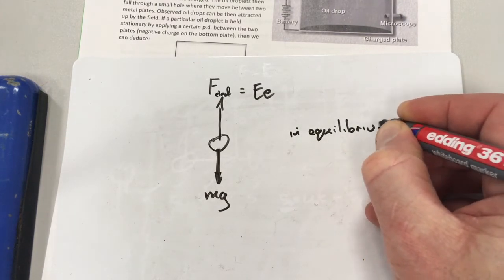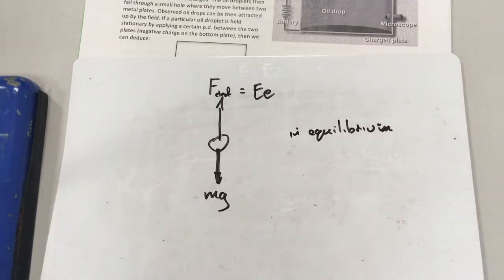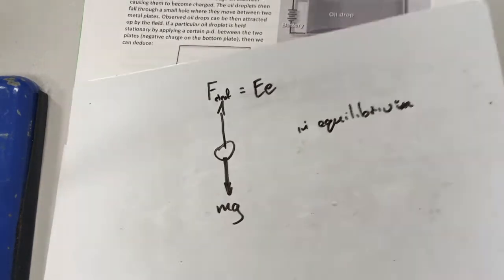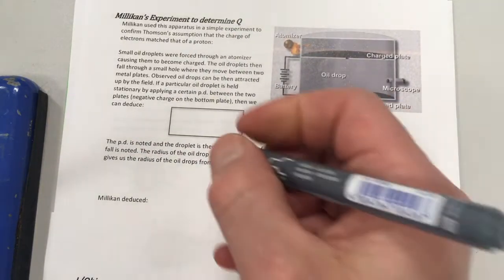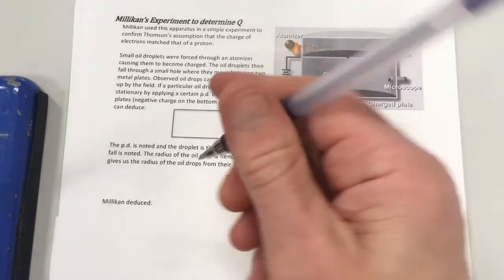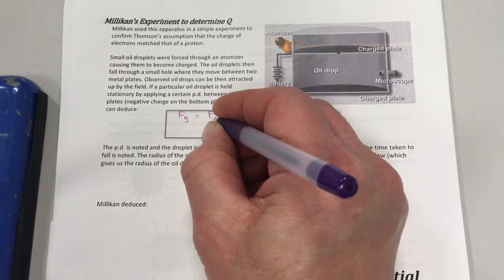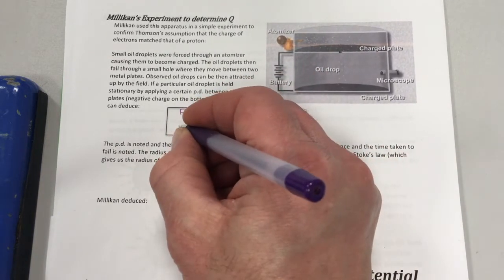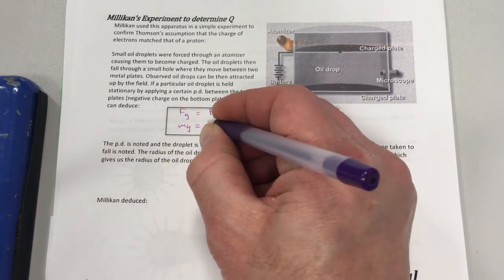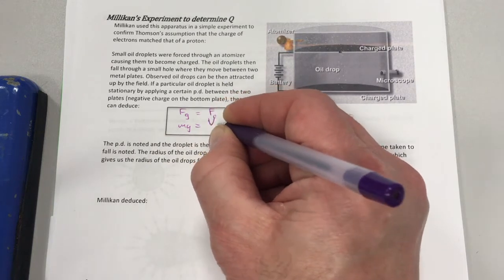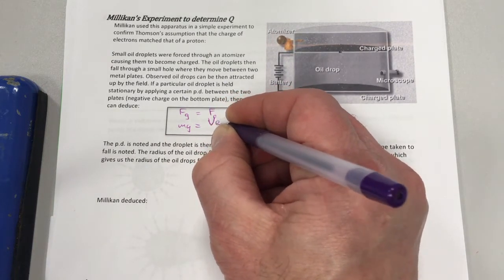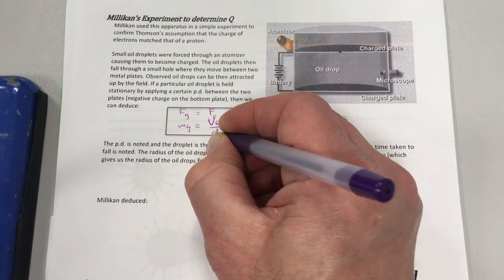Okay, so we have, excuse me, wrong pen, force due to gravity equals the force due to the electric field, mg equals, again I'm going to split it up, voltage times electric charge over the distance between them.